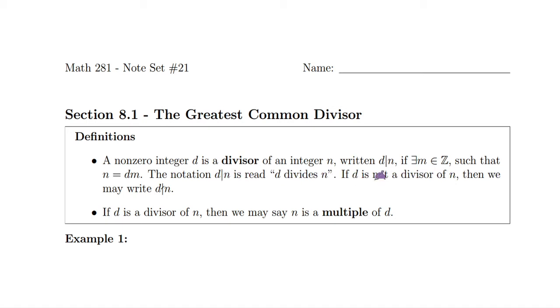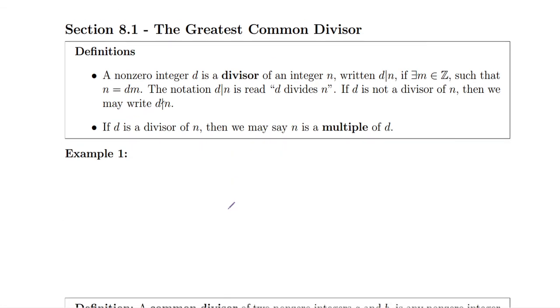And if d is not a divisor, you could use this notation. Similarly, if d is a divisor of n, then you can also say n is a multiple of d. Going back to the equation form, anytime you see d divides n, you can always go to this equation. You see that n is a multiple of d because there's a number that I can multiply d by to get back to n. Okay, so just a really quick reminder there.